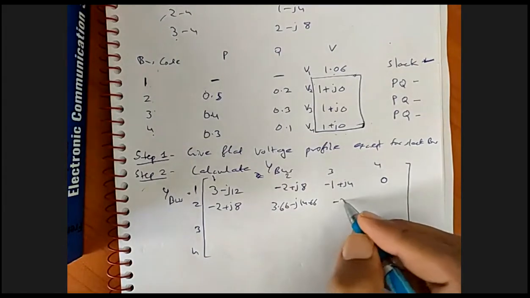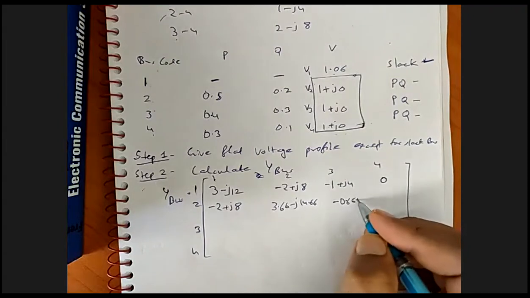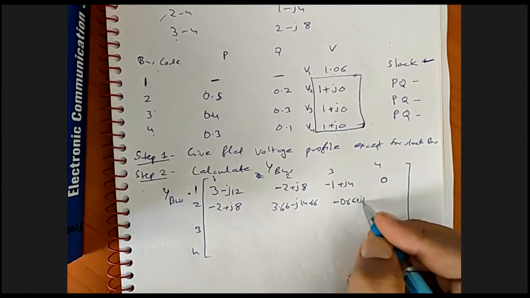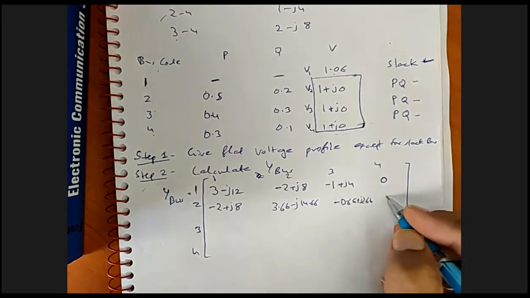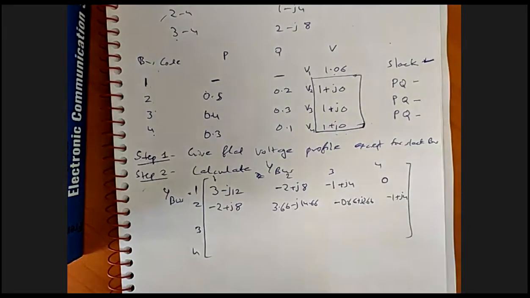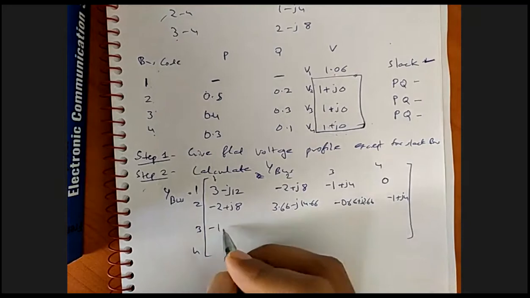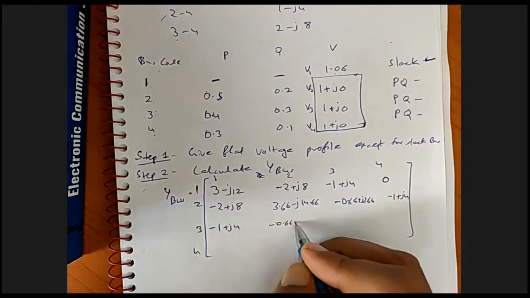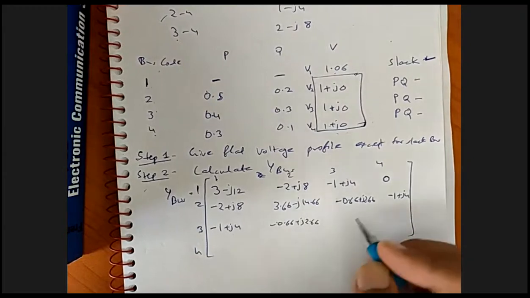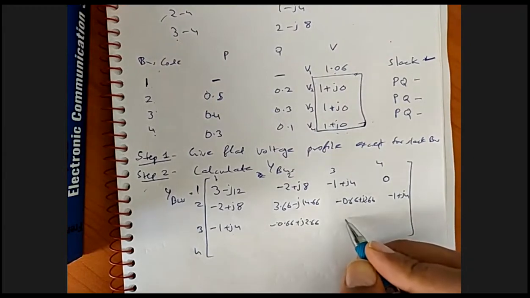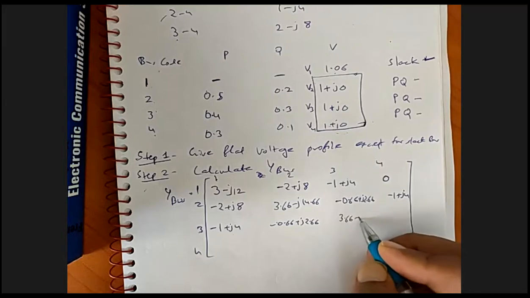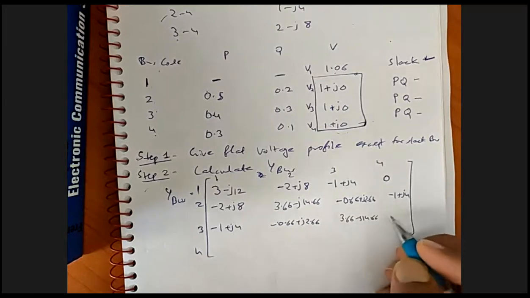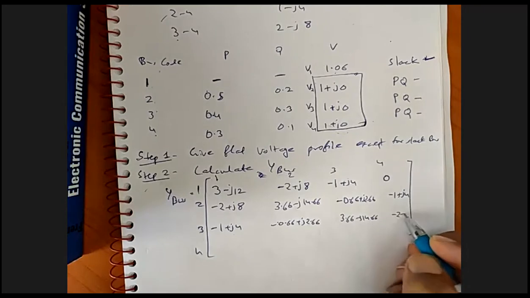This will be minus 0.66 plus J2.66, and this will be minus 1 plus J4. Minus 1 plus J4, minus 0.66 plus J2.66. Y33 is all the impedance at bus number 3, so it will come out to be 3.66 minus J14.66 and minus 2 plus J8.